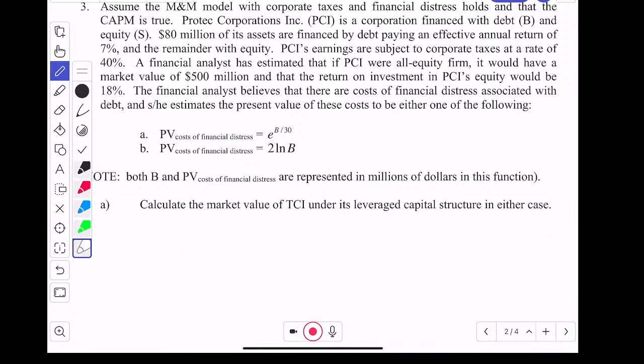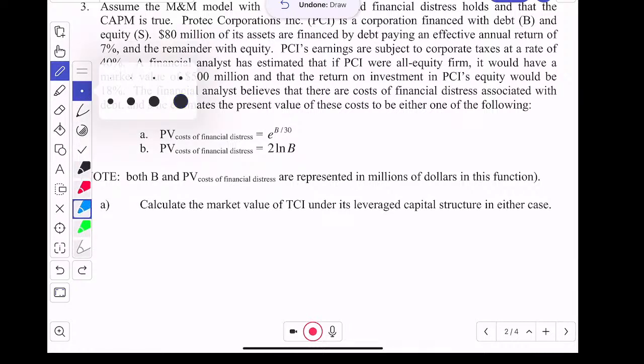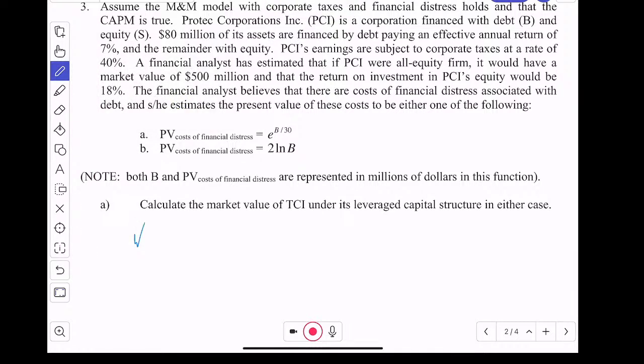Okay, let's do A together. So the present value, so we know that the value of a levered firm is equal to the value of the unlevered firm plus the perpetual tax savings from issuing debt. Now I have to minus this amount.